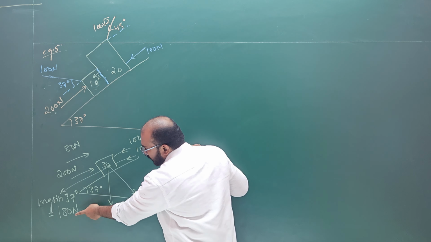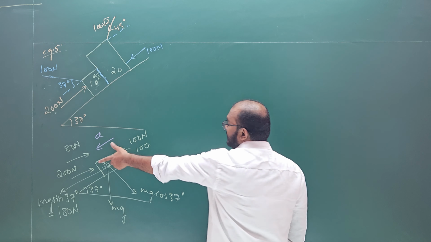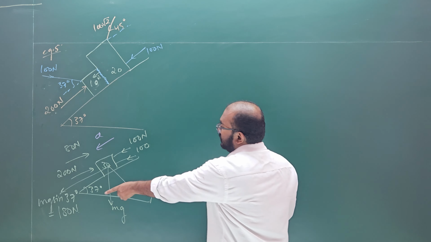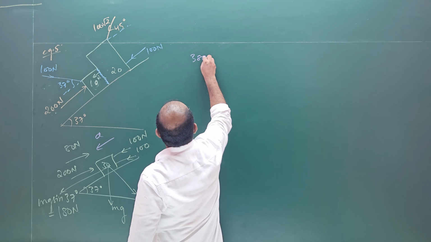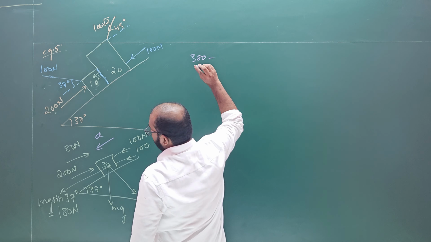So acceleration, let us consider here. It will go that way. So what is the total amount of force in that direction? That is 380 minus, in this direction, 280. What is the total mass? 30 kg. And this is nothing but acceleration, so 100 upon 30. How many of you got this? Is the correct answer. Okay, acceleration is over.